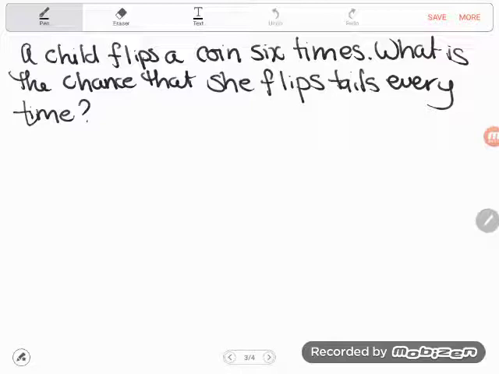Now this one's different. It's not a dependent probability problem anymore. In fact, this is actually the easier version of the last problem. Why? Because when you flip a coin, the coin doesn't change. Nothing changes. If you think about it, this kid is going to flip a coin 6 times, so I need to multiply together 6 probabilities.